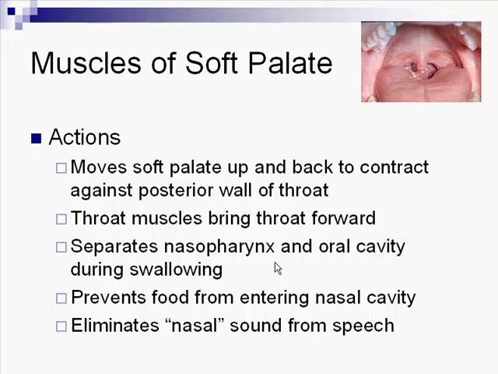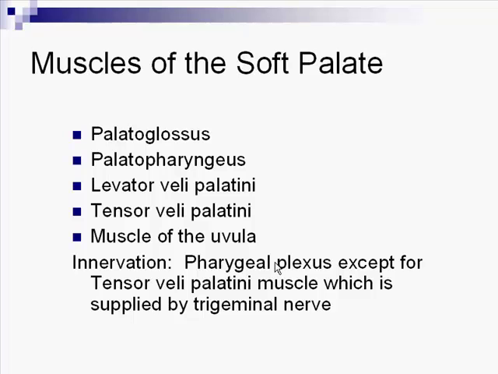The muscles of the soft palate move the soft palate up and back to contract against the posterior wall of the throat. The throat muscles bring the throat forward. This separates the nasopharynx and oral cavity during swallowing, prevents food from entering the nasal cavity. It eliminates the nasal sound from speech. So if you take a look at the names of these muscles, you can understand a lot about the action.